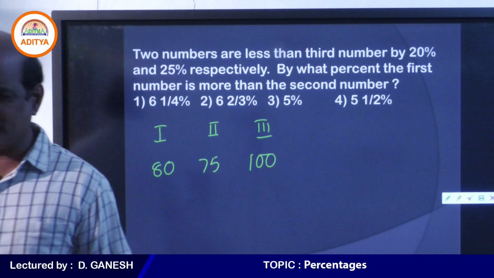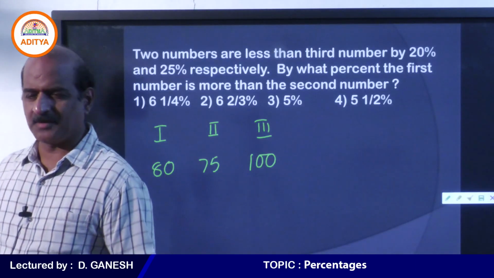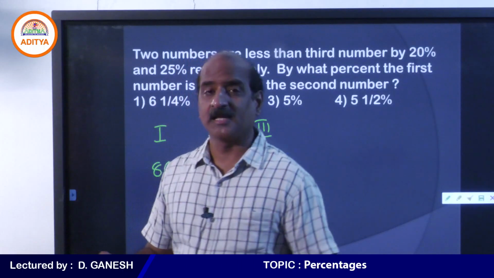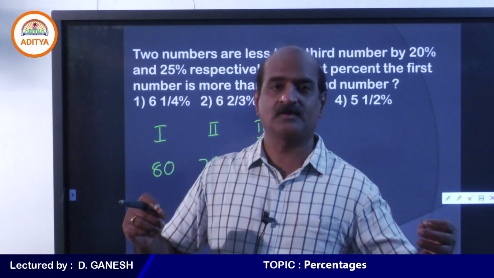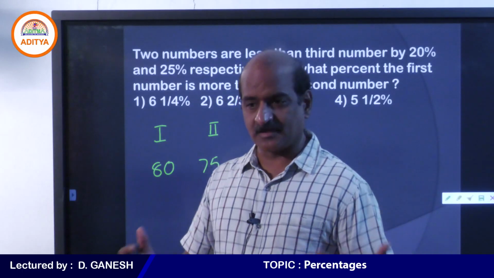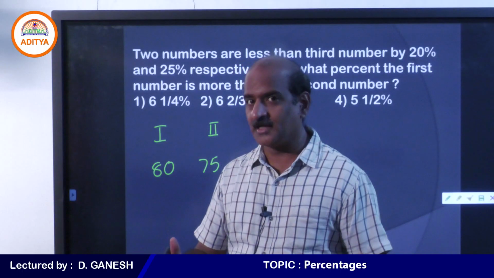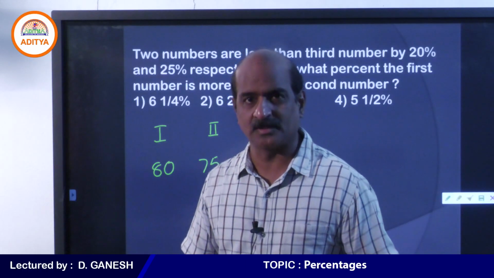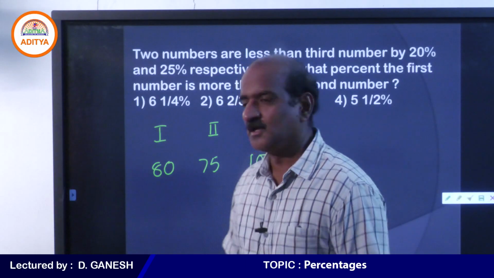Yeah, why are we taking 100? The question is so important. The point is so valid. But in percentages, we have to start from one particular number. So 100 is the most convenient number because we are calculating in percentages. That is the reason why I have taken the third number as 100. You understand my point? Okay.